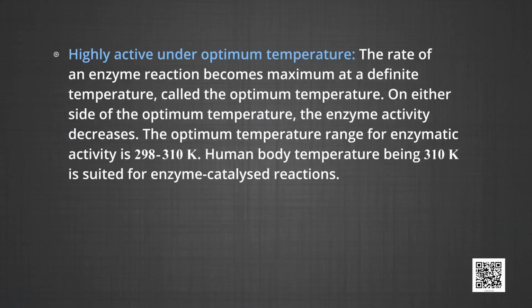Number 3, highly active under optimum temperature. The rate of an enzyme reaction becomes maximum at a definite temperature, which is called the optimum temperature. On either side of the optimum temperature, the enzyme activity decreases.